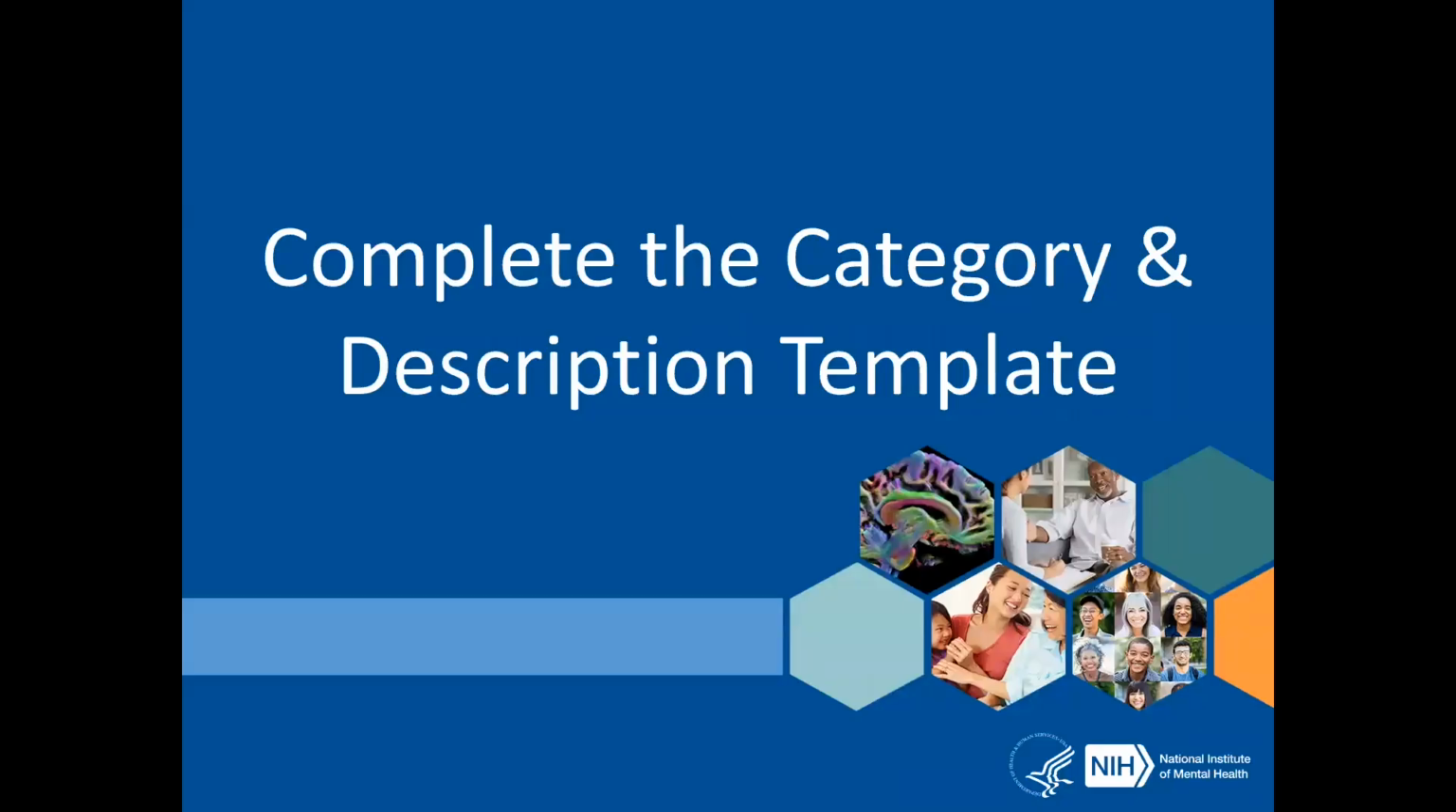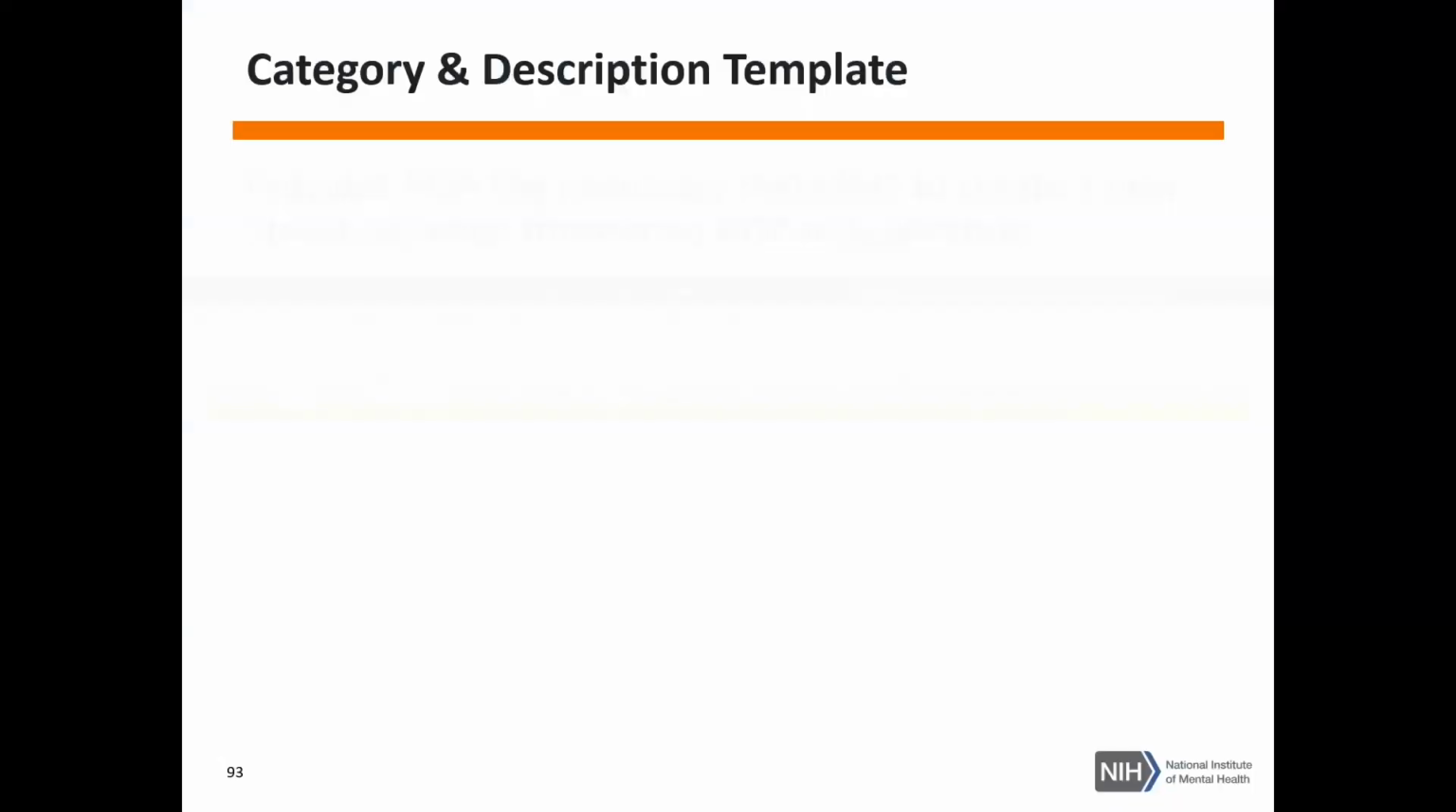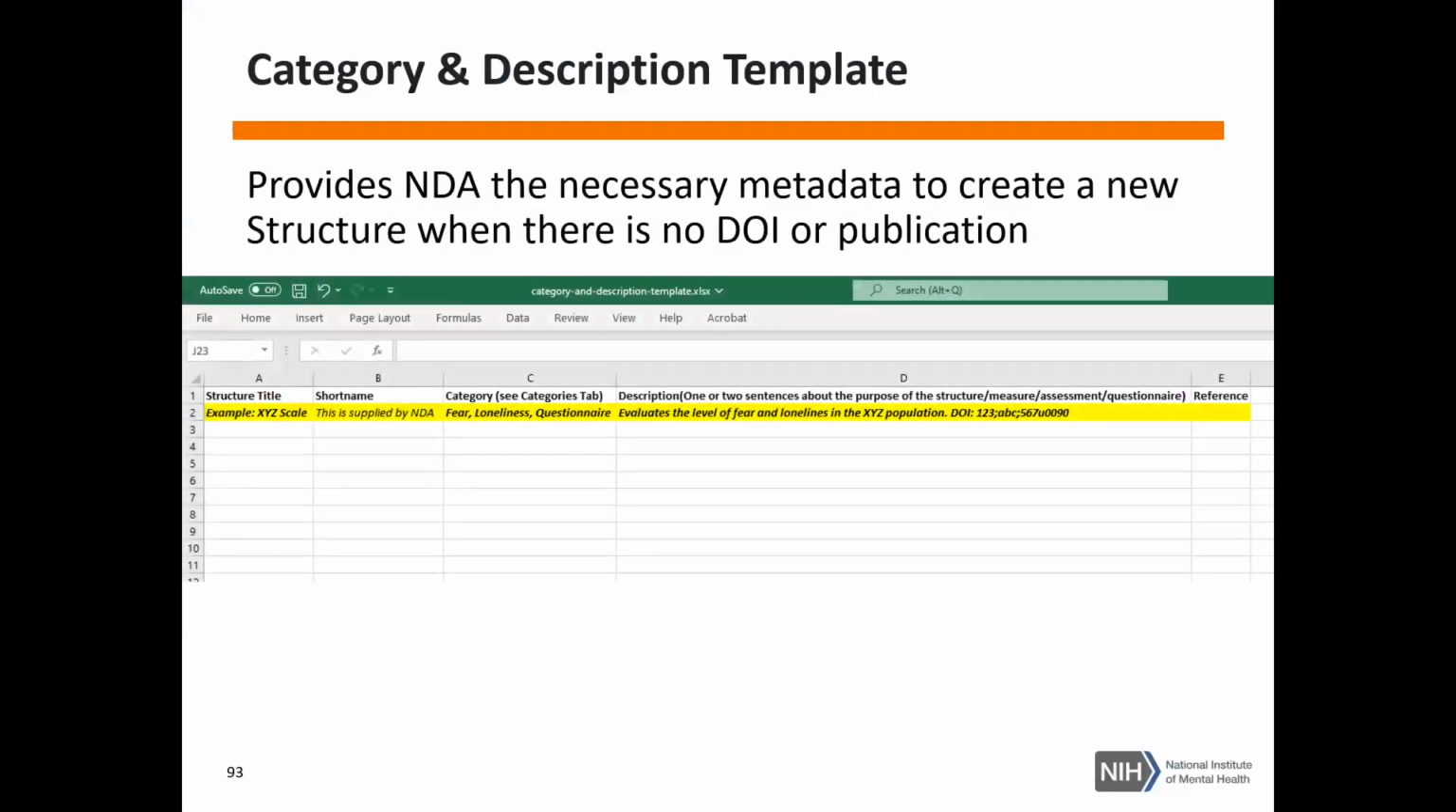So now we'll go over how to complete the category and description template that we mentioned before. Again, this provides NDA the necessary metadata that's required to create a new data structure. You do not need to fill this in if there's a DOI or a publication that contains your assessment or questionnaire in full, but otherwise you will need to fill in this template.